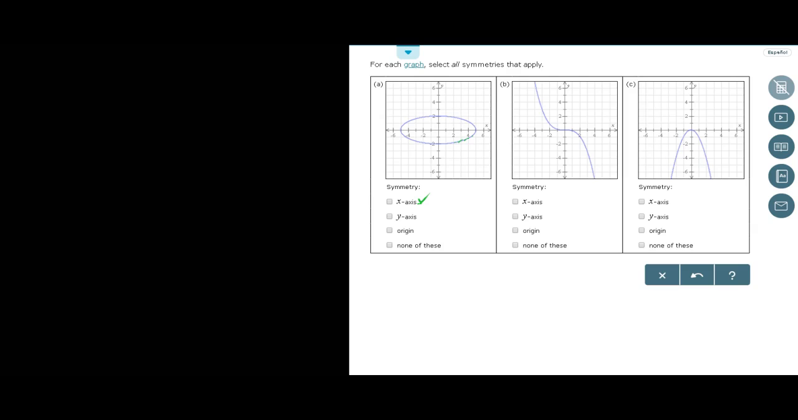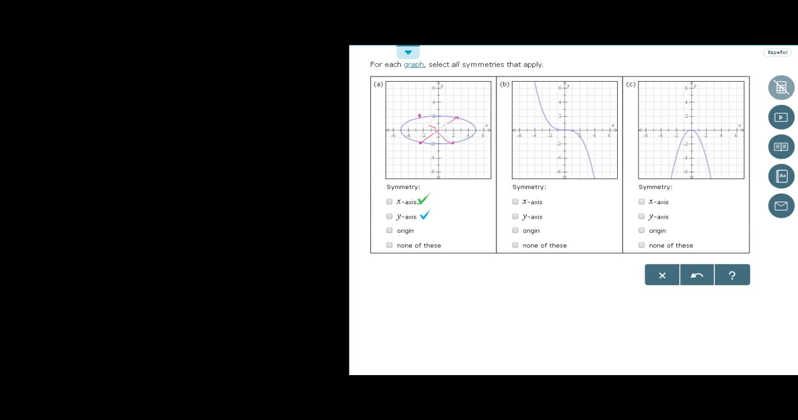Now, if we fold the grid along the y-axis, we'll see that the right half will coincide with the left half. So it is symmetric with respect to the y-axis. So the consequence is symmetry with x-axis and symmetry with y-axis implies it is symmetric with respect to the origin.